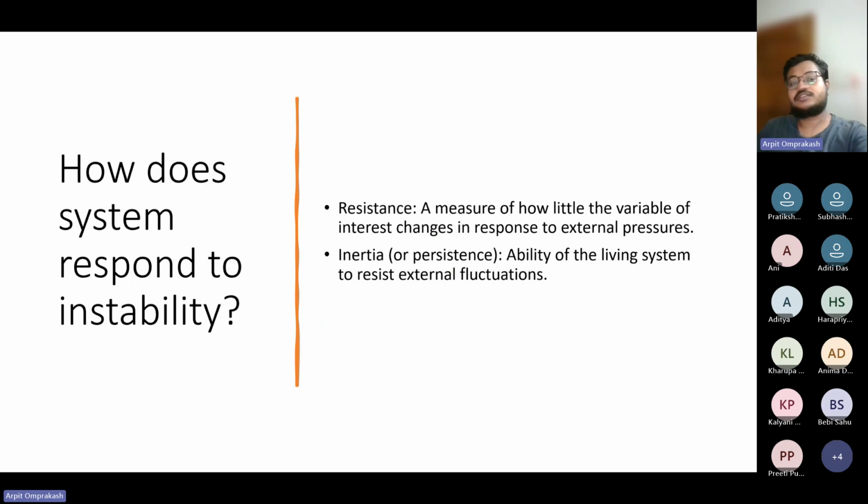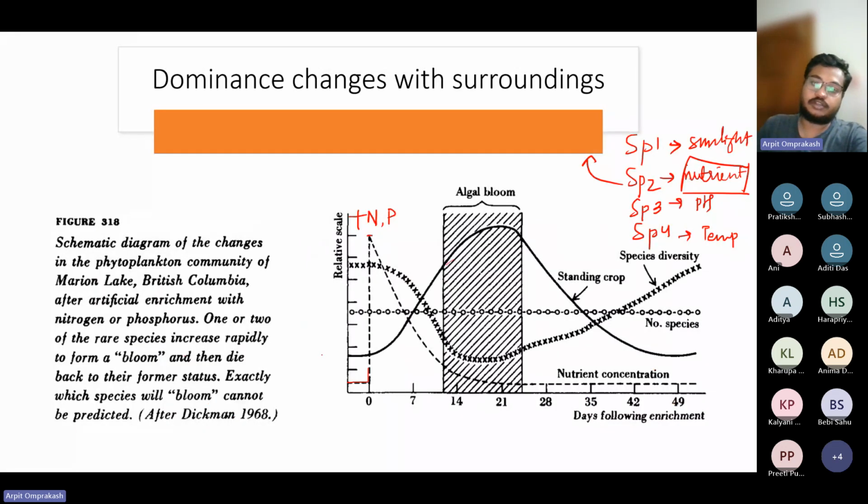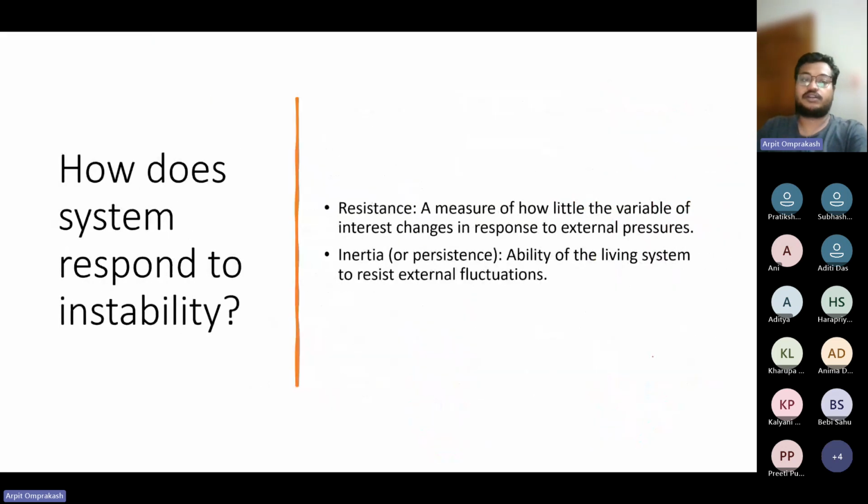So the next question that arises is how does a system respond to instability? As we saw before, if we make some changes or make a system unstable, we see that it goes through a phase of change, but then it comes back to normal. So how do systems respond to this instability? There are two things. The first is called resistance. Resistance is a measure of how little the variable of interest changes in response to external pressure. And this resistance generally occurs due to inertia, which is basically the ability of living systems to resist external fluctuations.